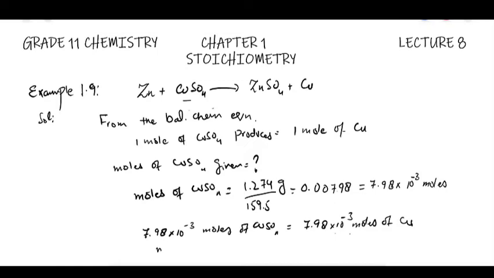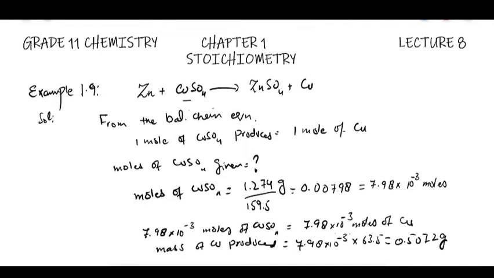So the mass in grams produced is equal to the number of moles, that is 7.98 into 10 raised to the power minus 3, multiplied by the atomic mass of copper, that is 63.5, and this is equal to 0.5072 grams of copper.